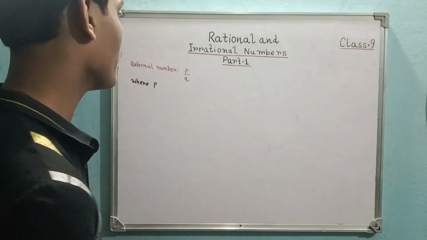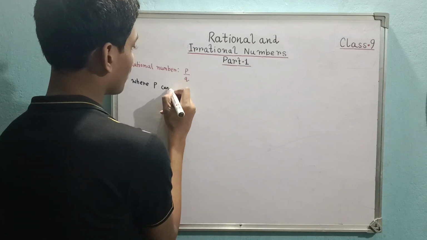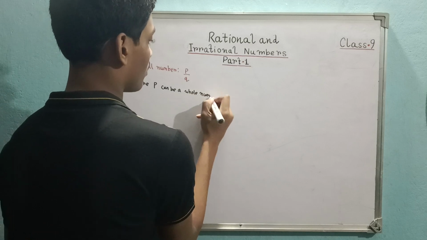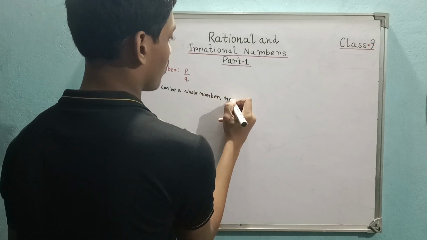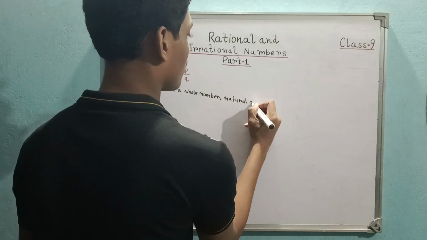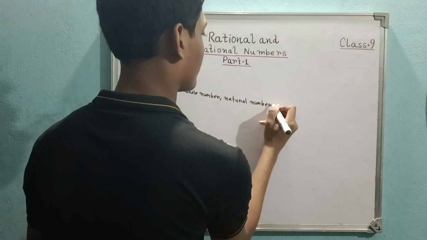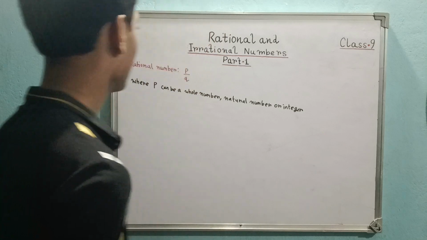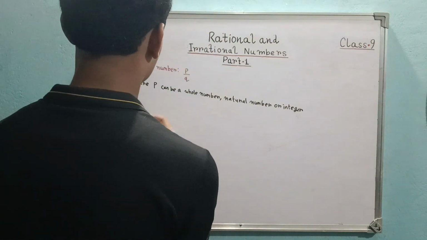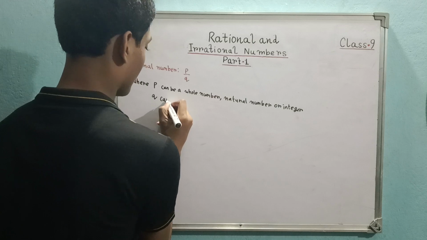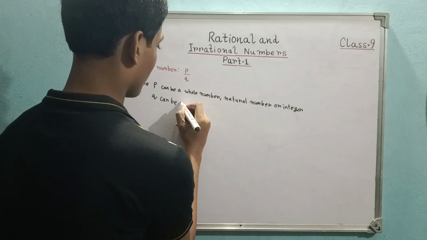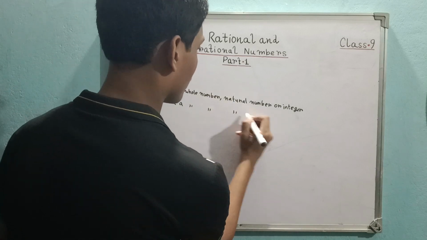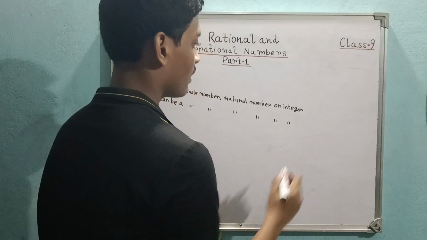p can be anything. p can be a whole number, natural number, or integer. And q can be anything just like this. I am putting commas because commas mean these are the same. Except 0.